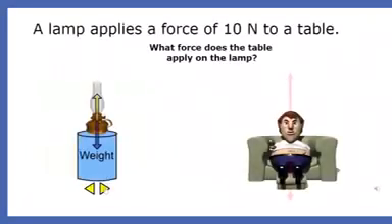Newton's third law also applies to stationary objects that are in contact. When a 10 Newton lamp rests on a table, it applies a 10 Newton downward force on the table, and the table exerts a 10 Newton upward force on the lamp. When you sit in a chair, your downward force on the chair is equal to the chair's upward force on you.